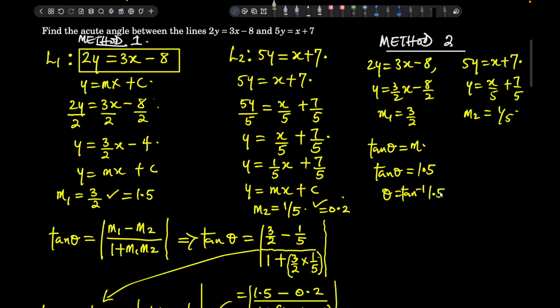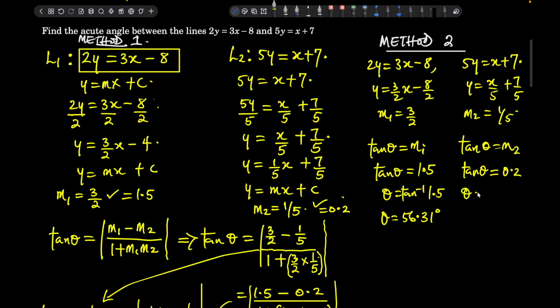So let me do that on my calculator. Arctan 1.5 is equal to 56.31. You keep that one. You now come here again for the second line. Tan theta is equal to m. In this case, it is m1. In the second case, it is m2. But actually, tan theta is equal to 1 over 5, which is 0.2.